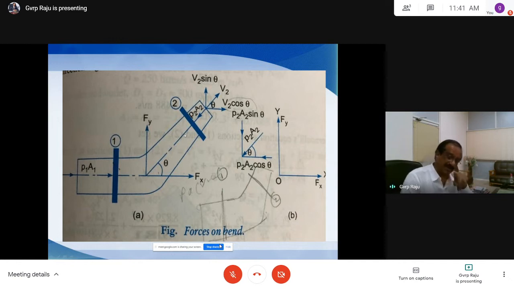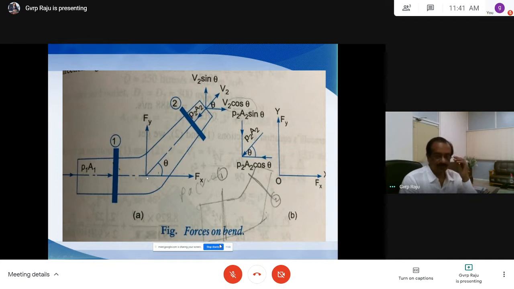The force by the bend on the fluid is equal in magnitude but opposite in direction. So F is equal to minus R, or R is equal to minus F. Let us say R is the reaction by the bend on the fluid. The force by the fluid on the bend and the reaction are the same in magnitude but opposite in direction. But here we consider the force by the fluid on the bend.